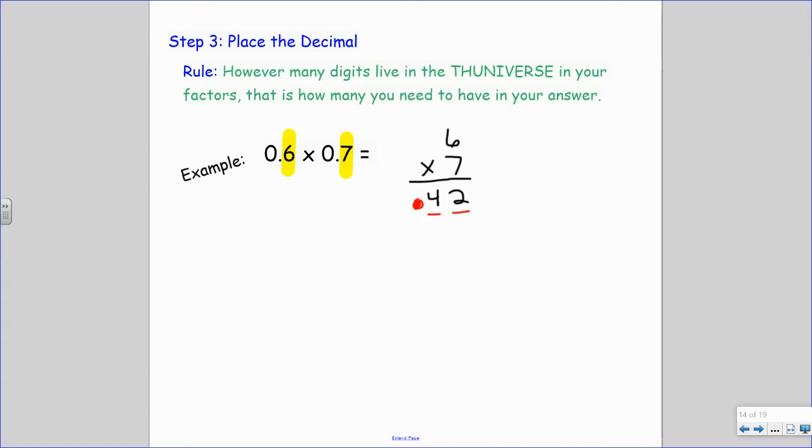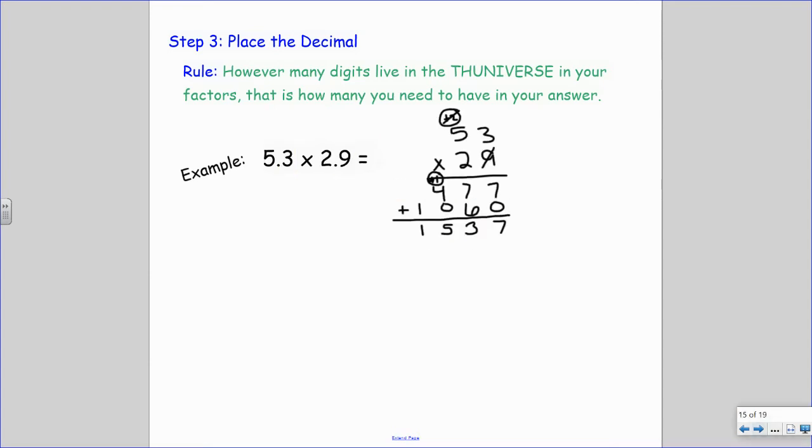If it goes here, put a 0 as the whole number because we like to do that. The correct answer would be 0 and 42 hundredths, which makes sense because if I round and estimate here, I know the answer should be about 1. That's about 1.